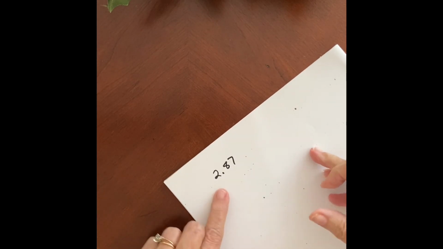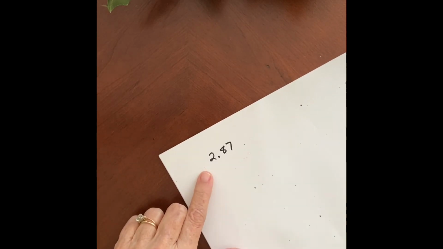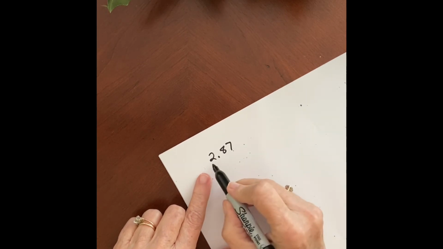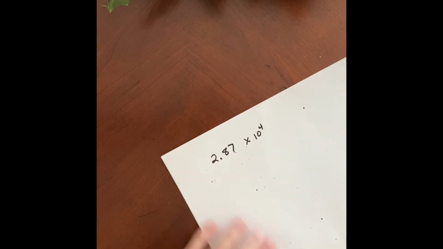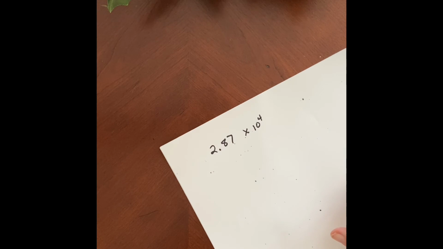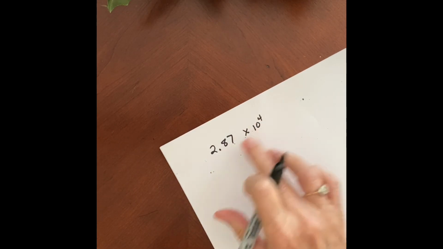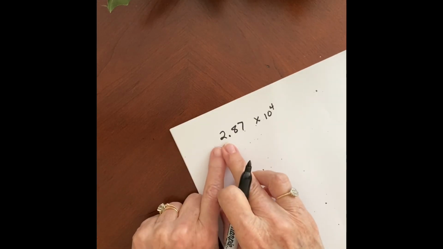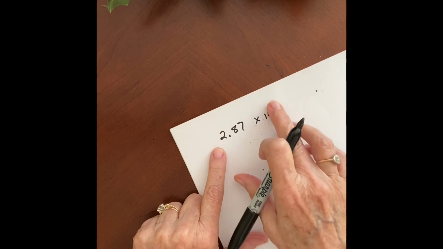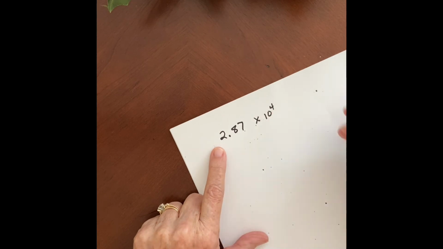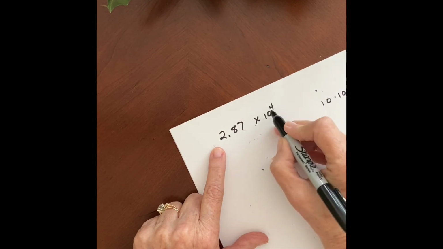2.87. And I always say it that way, but really you should say 2 and 87 hundredths. So 87 hundredths times 10 to the 4th power. In standard form, so let's just write it out as a regular number, right? So I know that I'm basically multiplying a 2 times 10,000, right? There's a power of 4, so it's going to be 10 times 10 times 10 times 10. 4 zeros.